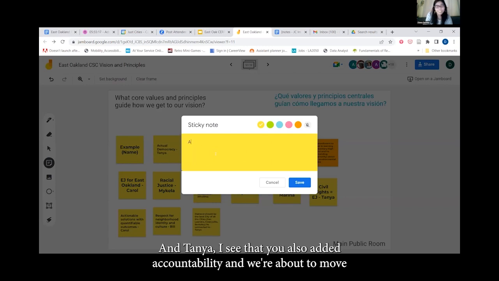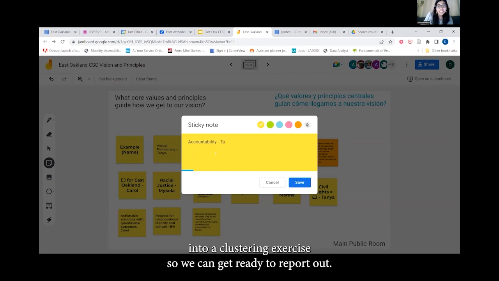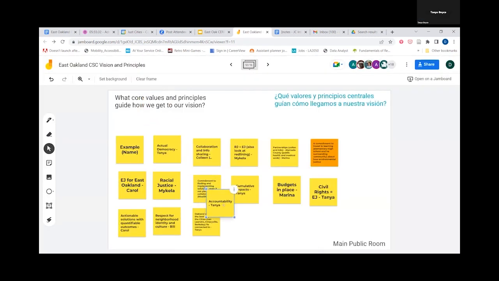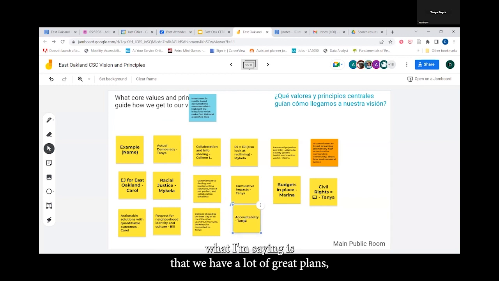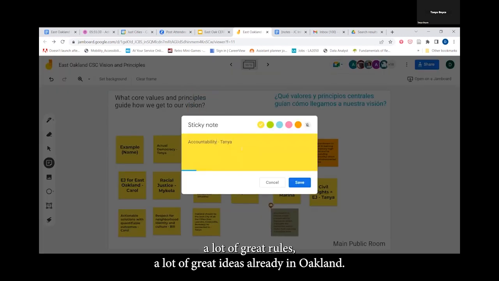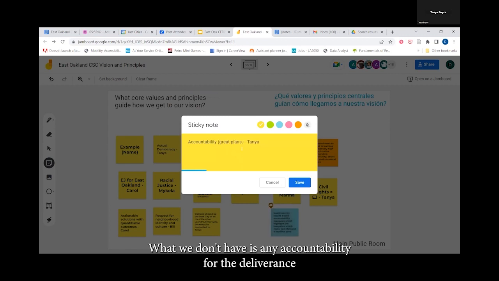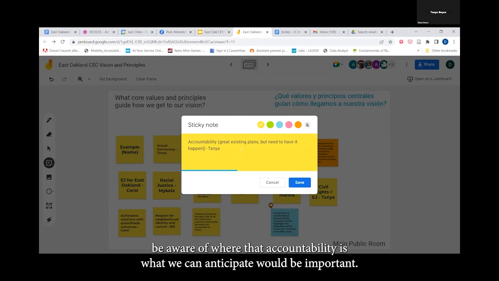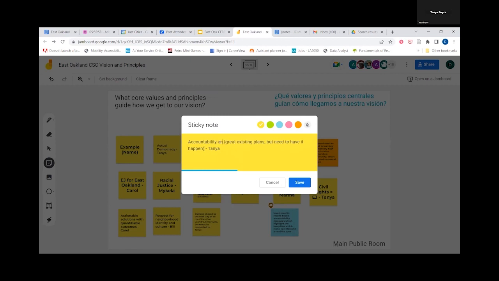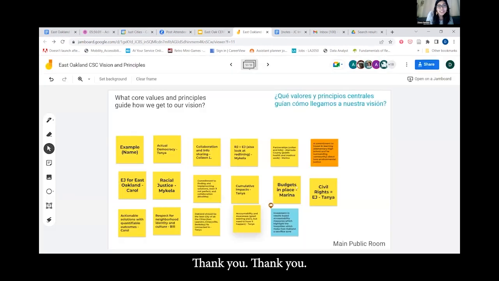And Tanya, I see that you also added accountability, and we're about to move into a clustering exercise so we can get ready to report out. But do you wanna say any final words before we move on to the next section? Oh, as far as accountability as a core value, what I'm saying is that we have a lot of great plans, a lot of great rules, a lot of great ideas already in Oakland. What we don't have is any accountability for the deliverance of any of the things that have already been written. So I think that having accountability and having the community be aware of where that accountability is, what we can anticipate, would be important. Got it. Thank you. Thank you.